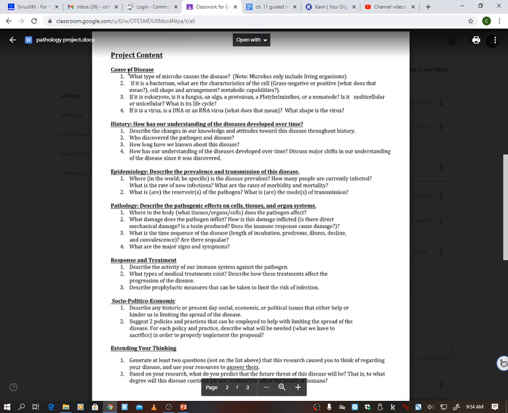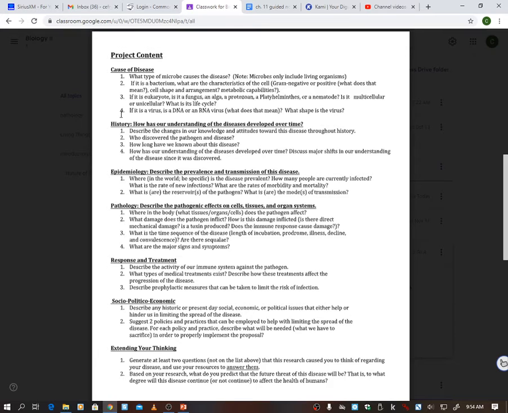The history. So once again, on the cause of the disease, you're picking 2, 3, or 4. You don't have to do all of those. It's just if you have a bacteria, you're going to do number 2. If it's a eukaryote, you're going to do number 3. And if it's a virus, you're going to do number 4.